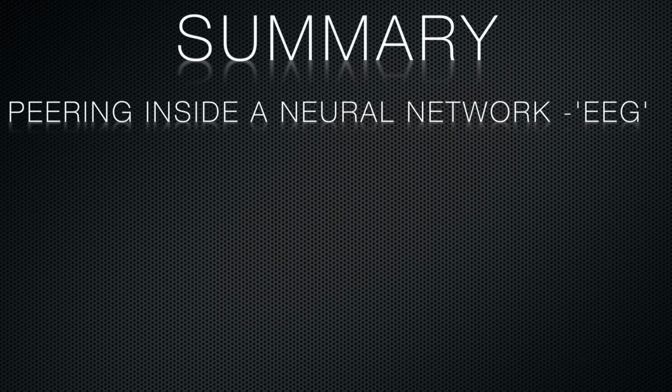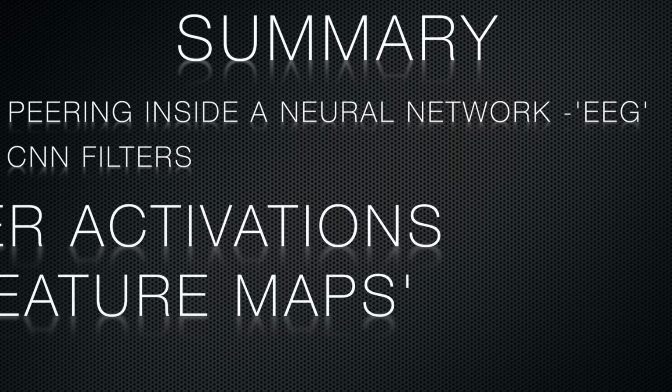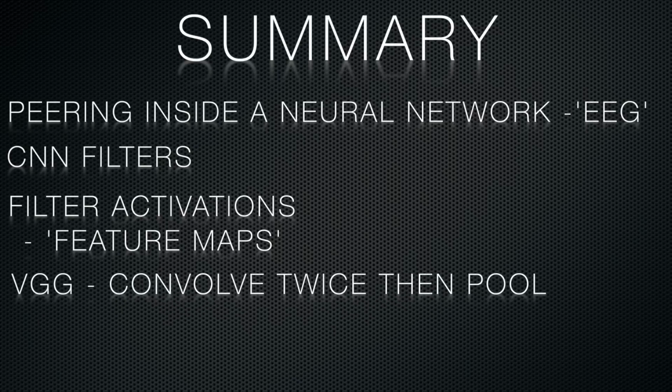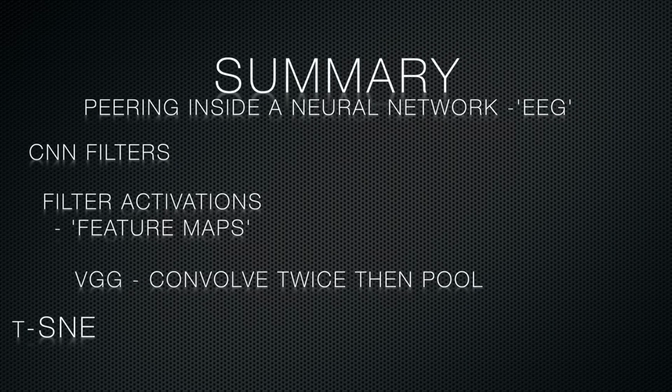We've covered much in this video. We've seen how we can visualize CNN filters as well as interpret the output of these filters as feature maps. We've looked at the VGG architecture to help improve the accuracy of our network. Finally, we've introduced a powerful, unsupervised learning technique called t-SNE. This helps us better understand and explain the hidden layers of our neural networks.